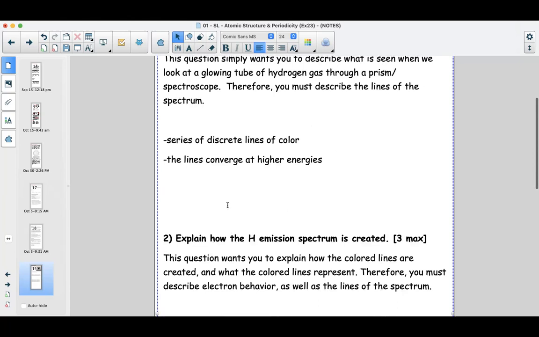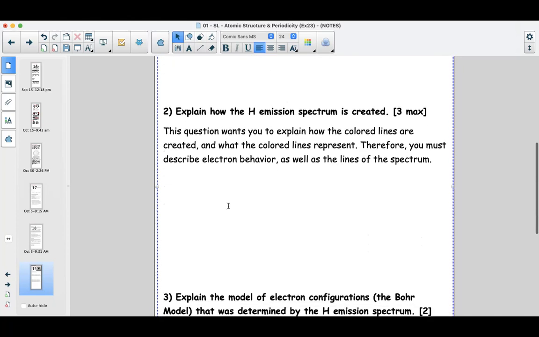So this is only talking about the lines. It's not attempting to explain where those lines come from. That would be the second question. Second possible question about a hydrogen emission spectrum is to explain how the hydrogen emission spectrum is created. So now you have to talk about electron transitions.